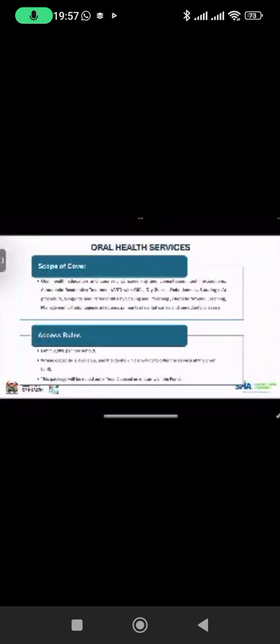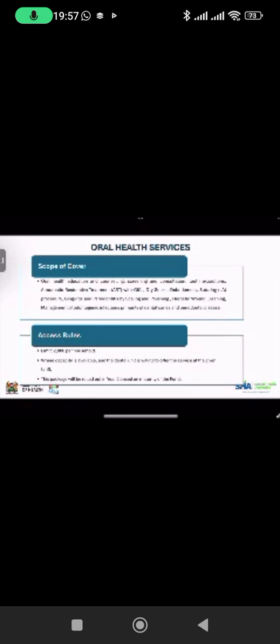Oral health services, the scope of cover includes screening, consultation, extractions, ART, dry socket debridement. Now that's not really my area, but we have all those that are covered. But the limit is 2,000 per household.